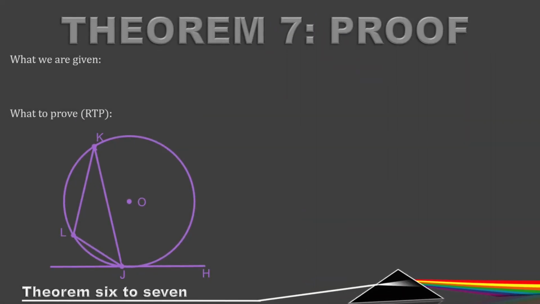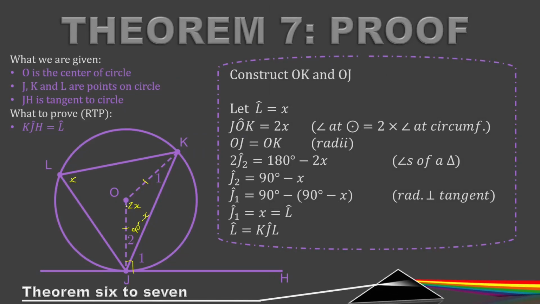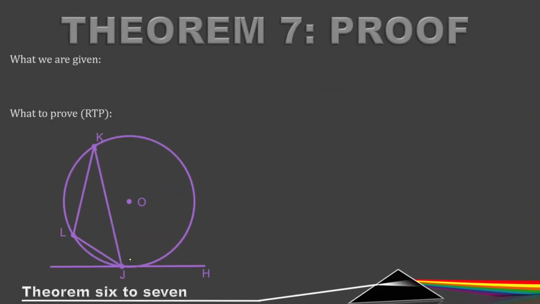Now the similar proof. The only difference here is that in the previous case, we had our center inside this triangle, which meant the lines we constructed were also inside the triangle. But in this case, this is a proof for whenever the center of the circle is outside of the triangle.